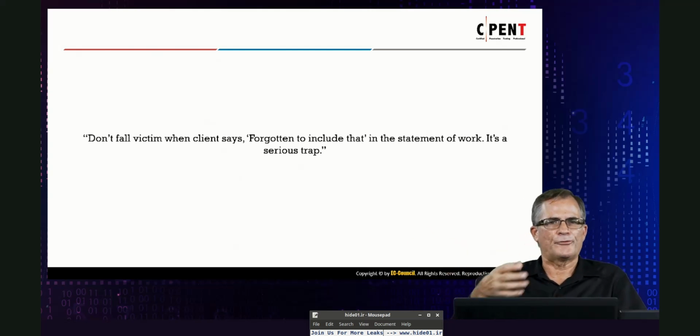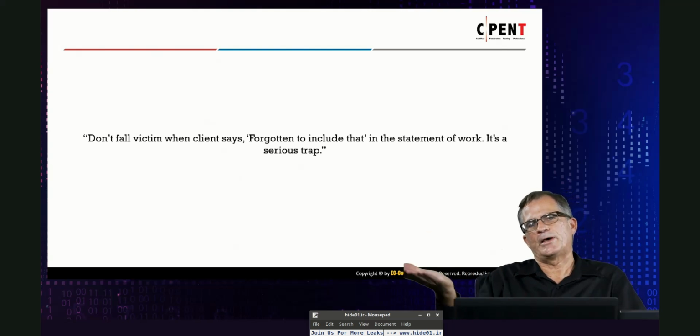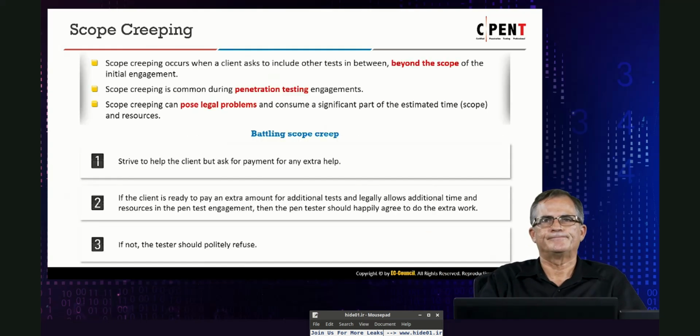Do not go and do it for free, because you start doing it for free, and they're going to keep asking for more and more. So you always got to be careful of scope creep. The example here shows test beyond the scope. Make the client understand, if we're going to go beyond the scope, we're going to have to do a contract mod. That's because it takes more time. So they got to pay for the additional test. If they don't want to pay for the additional test, then we politely refuse to do it.